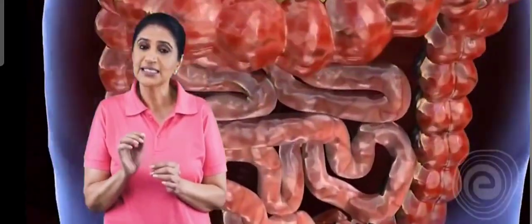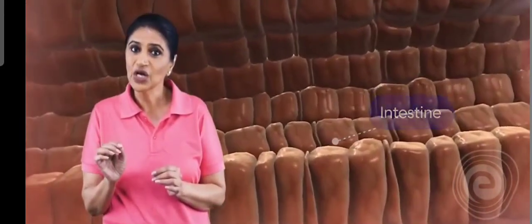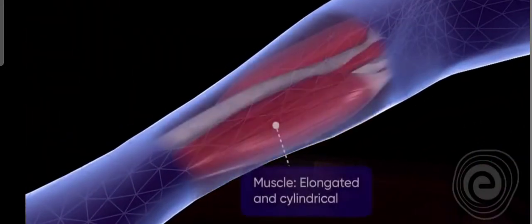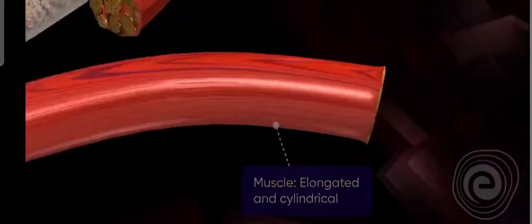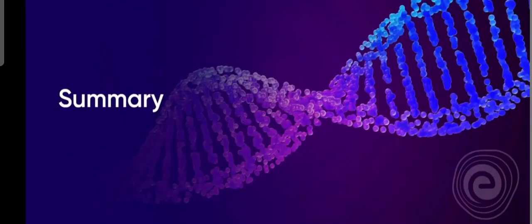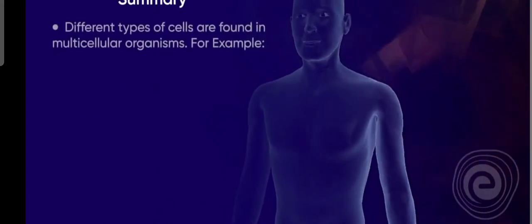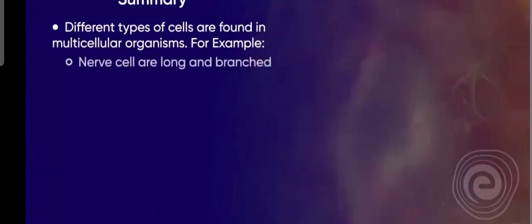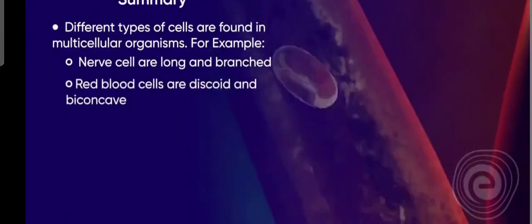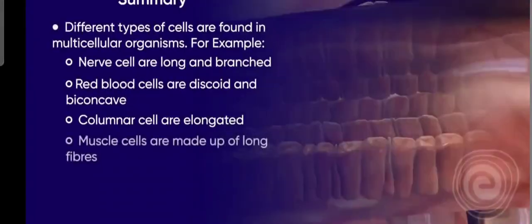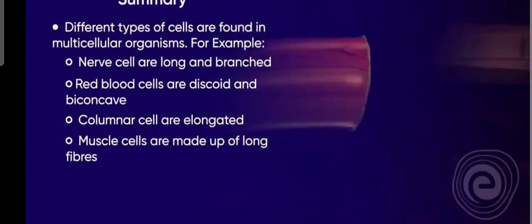If we shift our attention to the alimentary canal and study the inner lining of the intestine, we find some columnar cells. But when we look at the muscles in the hand, we find long muscle fibers. Let us summarize. Different types of cells found in multicellular organisms are nerve cells, red blood cells, columnar cells, etc. In the muscles, we find long muscle fibers.